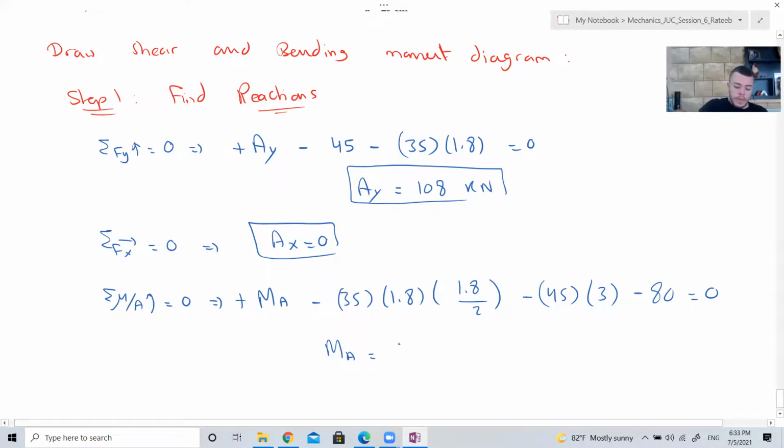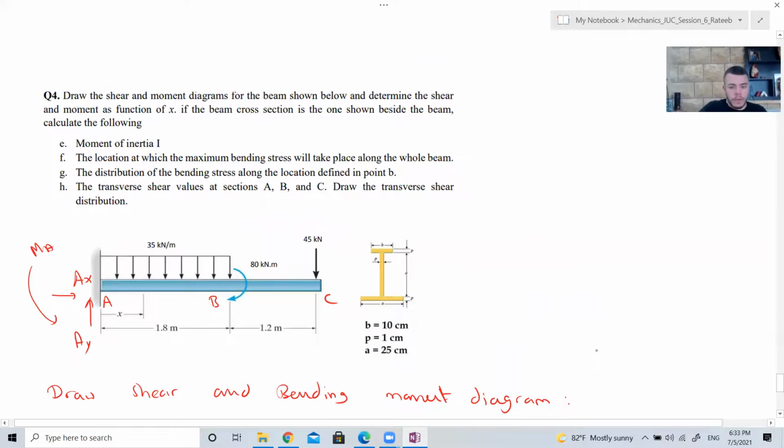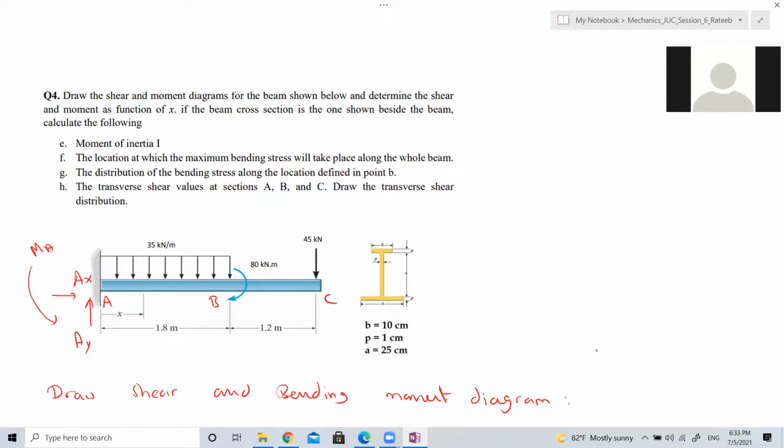So the moment comes out to be 271.7 kN·m. It came out positive, meaning in the same direction as assumed, in the anti-clockwise direction. Do we understand? Yes, clear.